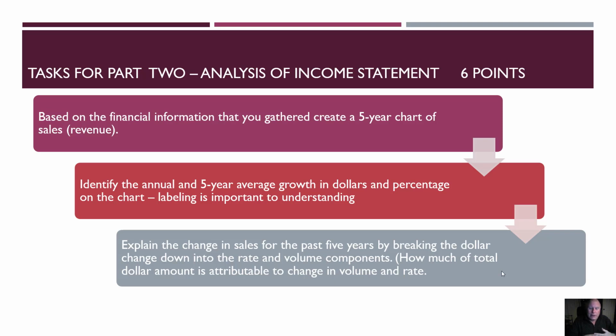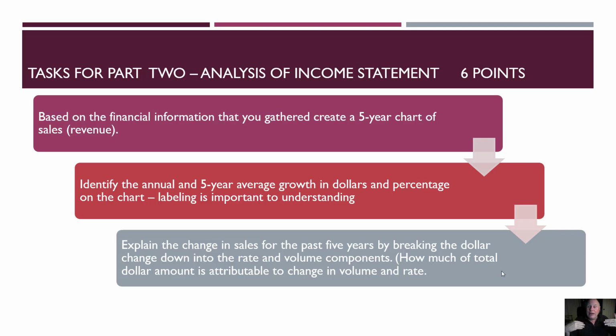Then, identify the annual and 5-year average growth in dollars and percentage on the chart. Labeling is important to understanding it. Then, explain the change in sales for the past 5 years by breaking the dollar change in sales down into the rate and volume components. How much of total dollar amount is attributable to change in volume and rate?